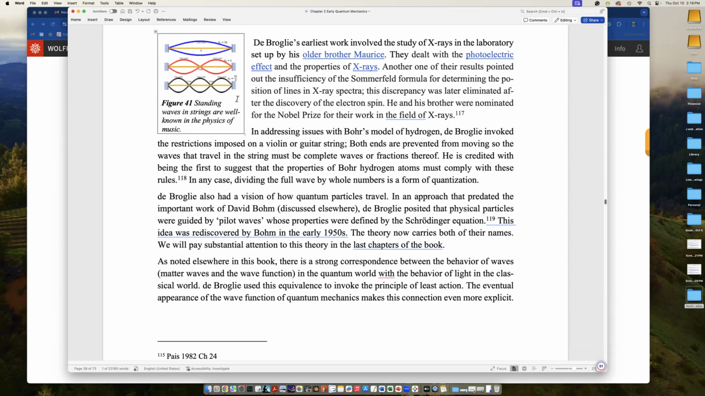So de Broglie, and I mentioned he and his brother Maurice doing X-ray experiments in the basement of their estate in France, did very fine work. And in fact, de Broglie won the Nobel Prize. They were also nominated for the Nobel Prize because of their research in X-rays.